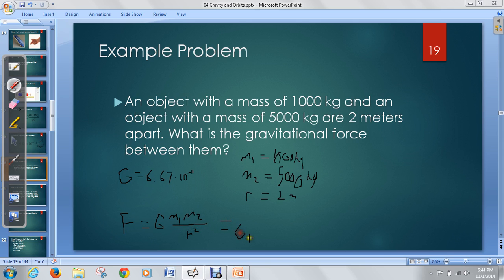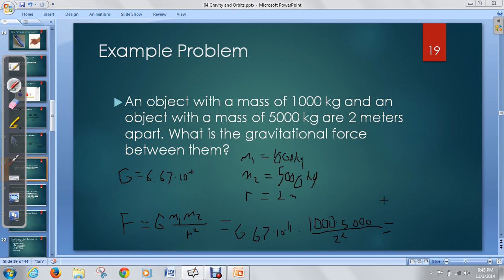So we got 6.67 times 10 to the negative 11 times 1,000 times 5,000 over 2 squared. Okay. All right, so I'm going to pull out my calculator for this one since I cannot do this in my head.